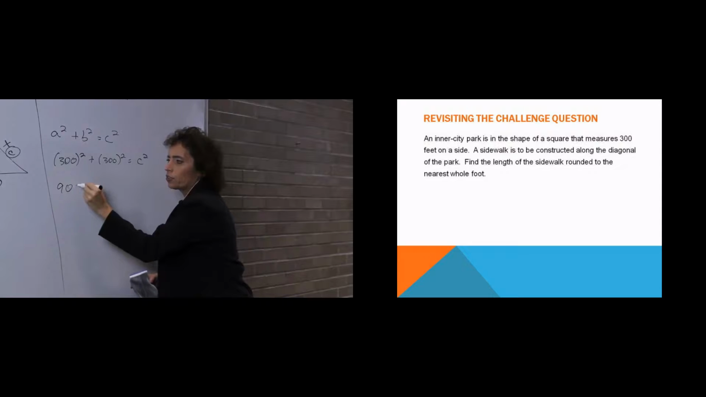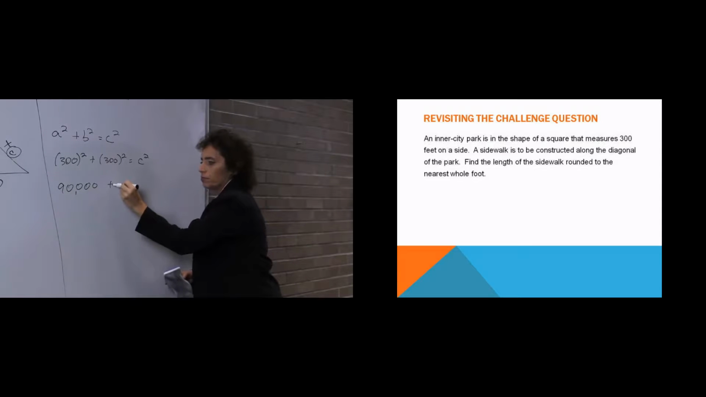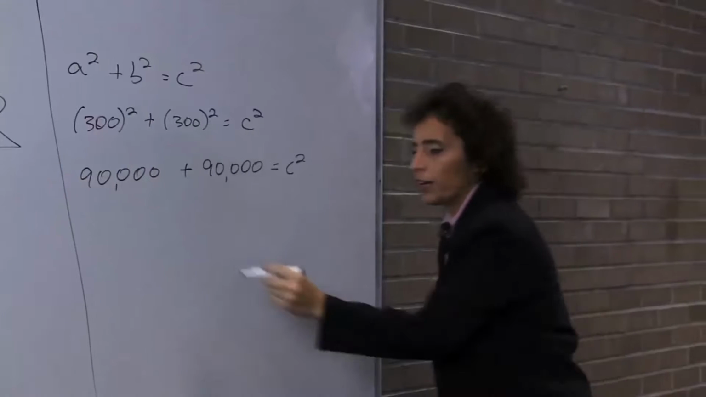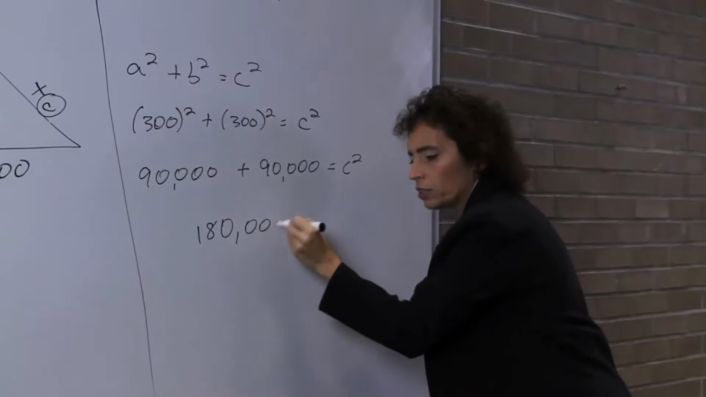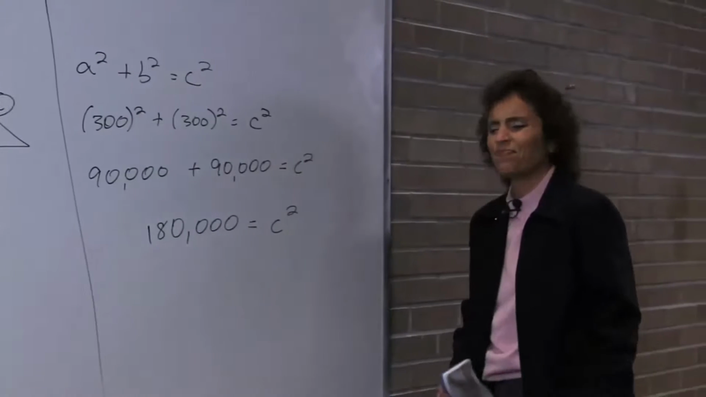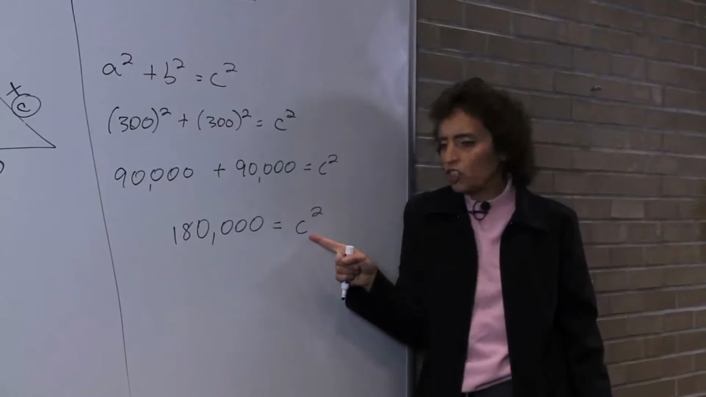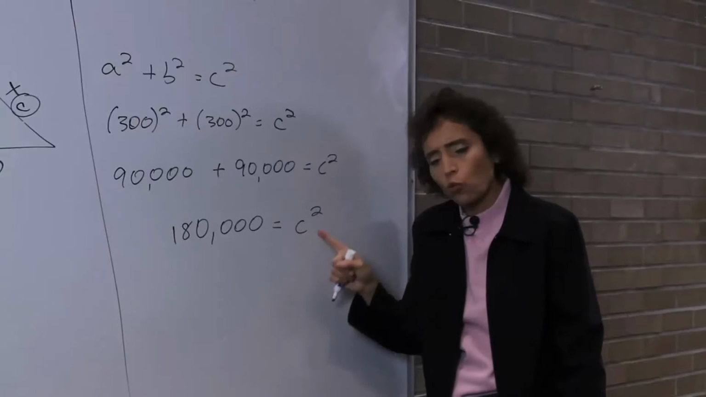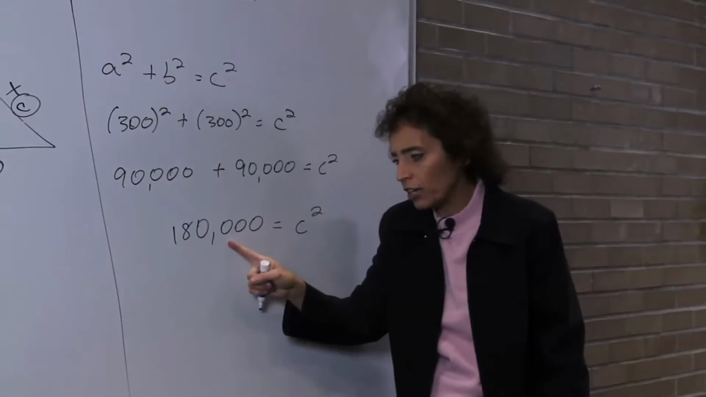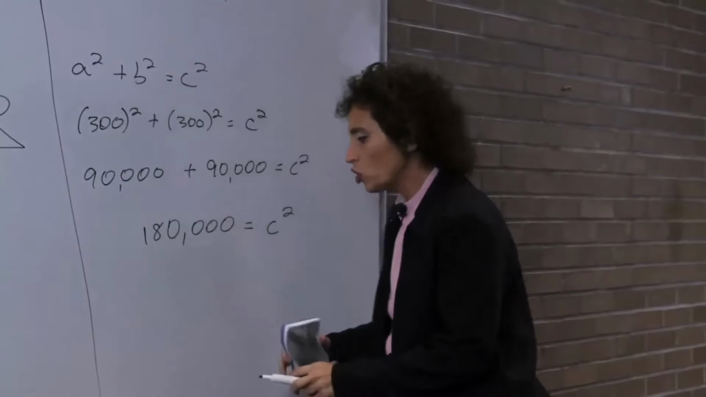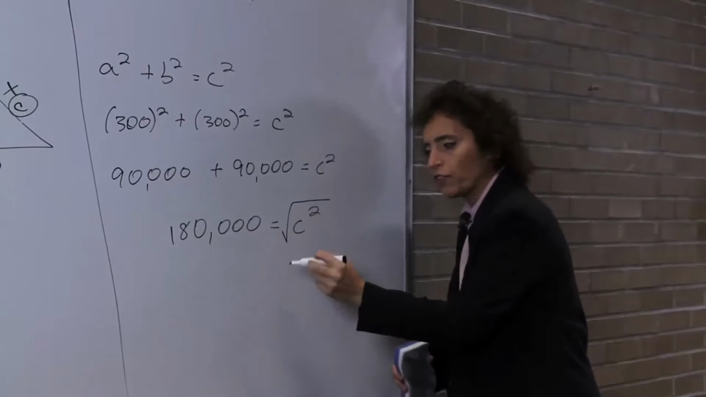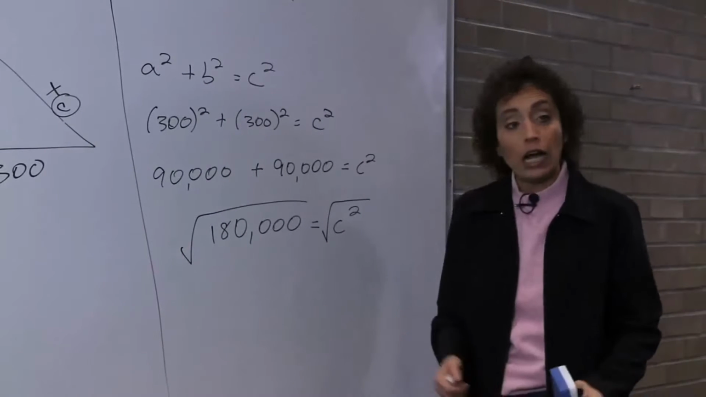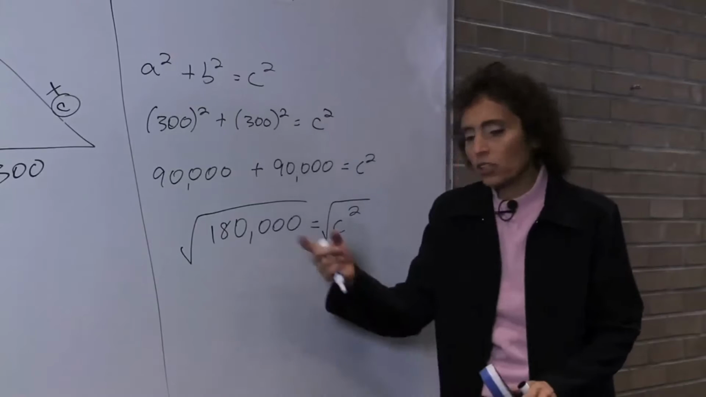300 squared is 90,000. Okay. 90,000 plus 90,000 is 180,000 equals c squared. Well, this means what times itself will give me c squared. I have to square a number. So what number can I square that will give me 180,000? Well, that means I need the square root, the opposite of squaring. Remember when you solve equations, the opposite of squaring. What times itself will give me 180,000? I have no idea. I don't think this is a perfect square.